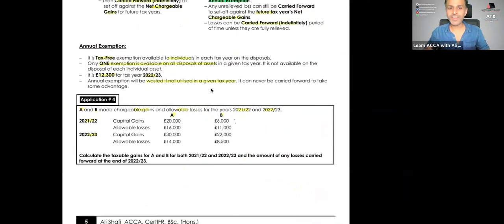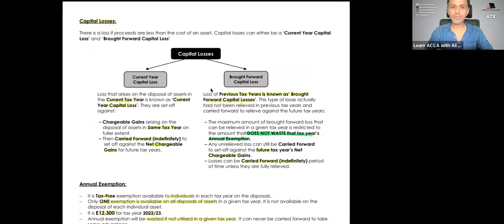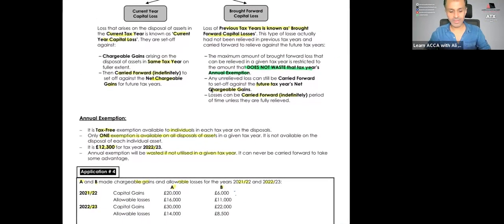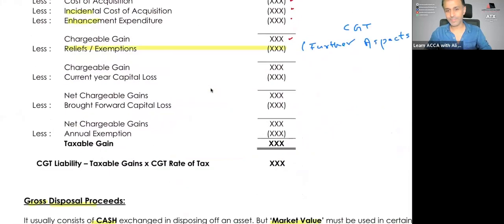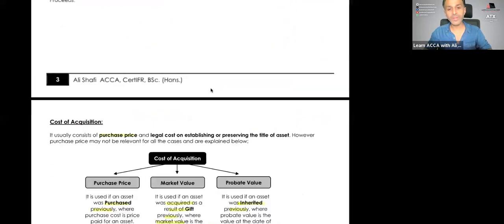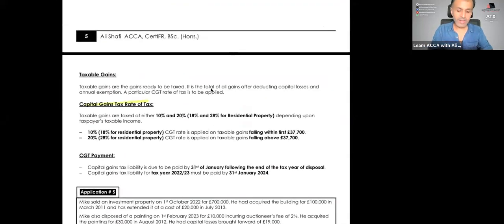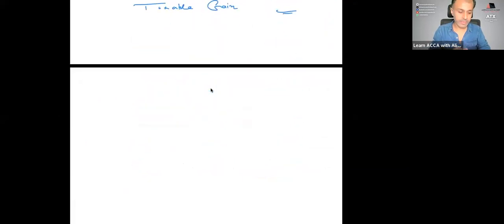Okay, so the job is pretty much done. From the same page, we have been able to get ourselves okay with capital losses, current and brought forward, and also the annual exemption. And we have touched the bottom already. You may not have realized, we already have touched the bottom. This is the level where we are now standing, at taxable gains. Now our gains have become ready to tax, and we are all set to tax them. That should be our next talk. Let's get into it. Capital gains tax rate. The next discussion. CGT liability computation.